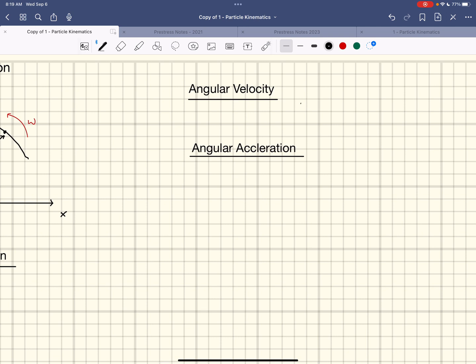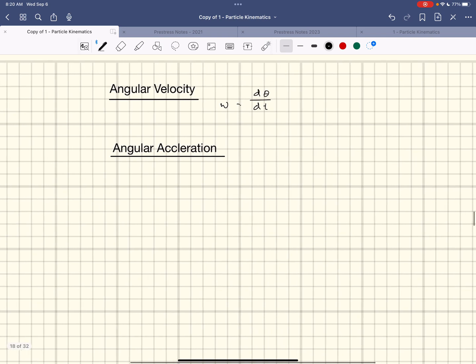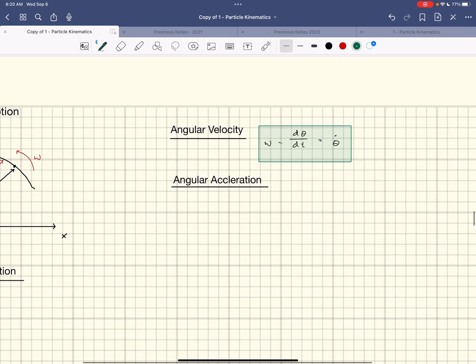Like I said, we're going to call it omega. Omega is equal to the time rate of change of that angle that I just drew, which is d theta dt. That's the time rate of change of that. And then we'll call this theta dot. Okay? So that's how we're going to define angular velocity, right?